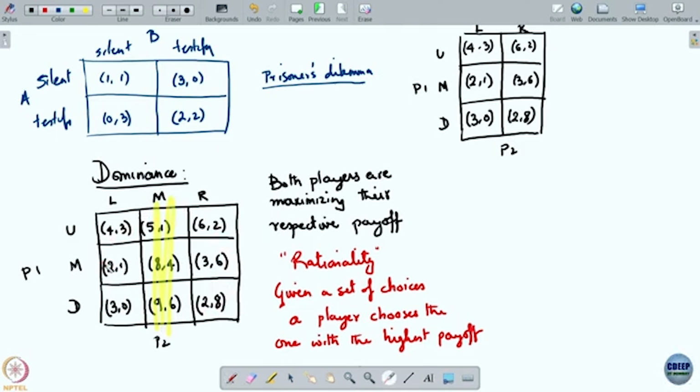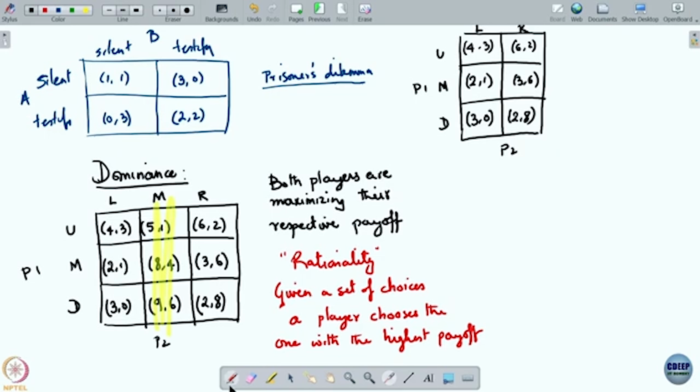So, we just said that players are rational. We did not say the players know that the other player is rational. Each player knows that the player himself is rational. It is quite a different thing to say that the player also knows that the other one is rational.